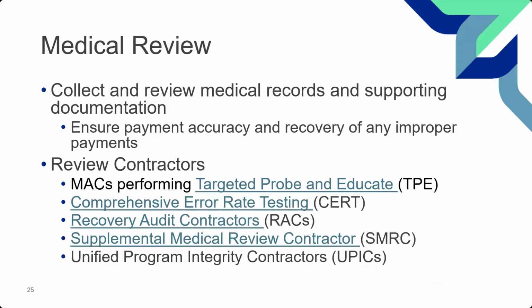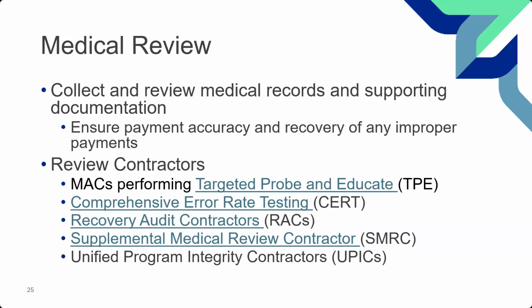Now that we've discussed what documentation our reviewers look for when completing a review, let's take a quick look at what the medical review process involves. The medical review program is conducted by Medicare contractors to help prevent improper payments and protect the Medicare Trust Fund. As part of this program, medical records and supporting documentation are collected and reviewed to ensure payments are made only for services that comply with Medicare's coverage, coding, billing, and medical necessity requirements. Errors may be discovered during the claim analysis phase, during the medical review, or sometimes both. Contractors use these findings to ensure payment accuracy, recover any improper payments, and provide education to help prevent future issues.